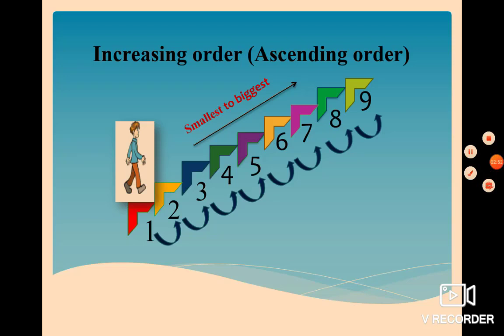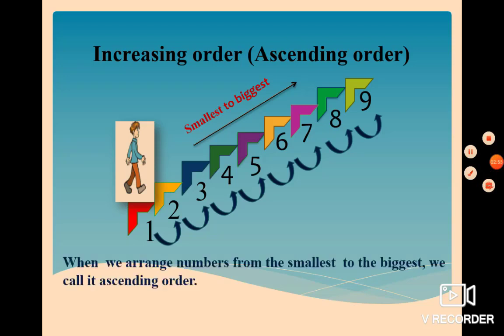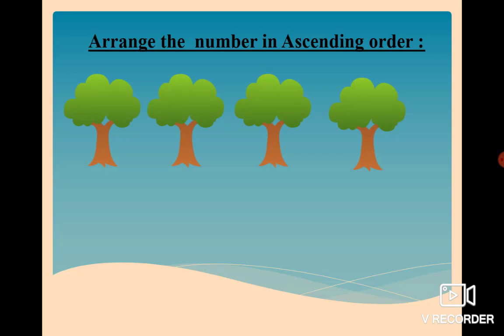What is meant by ascending order? When we arrange the numbers from the smallest to the biggest, we call it ascending order. Let's see some examples here. Arrange the numbers in ascending order.